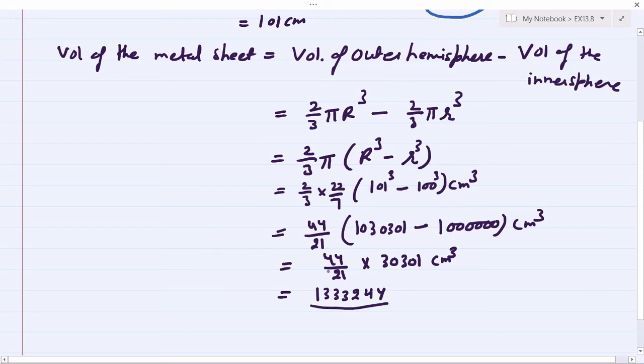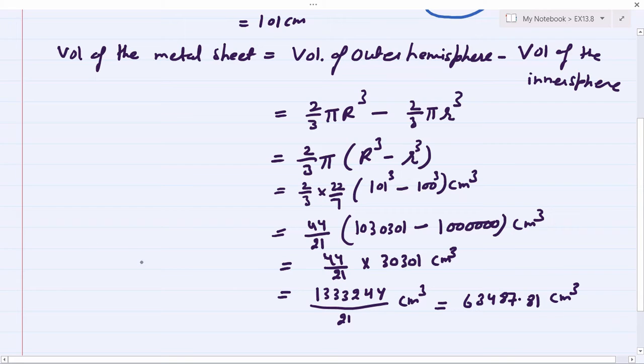1333244. I have already calculated this big number, so I am not showing the calculation of 44 multiplied by 30301. I have already done this, and this is divided by 21. Now when you divide these two numbers, you would get 63487.81 centimeter cube.